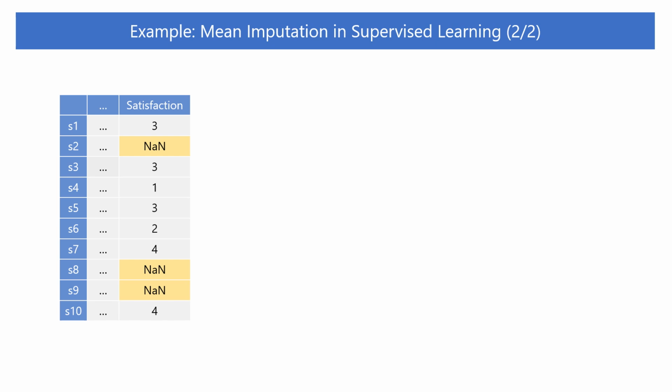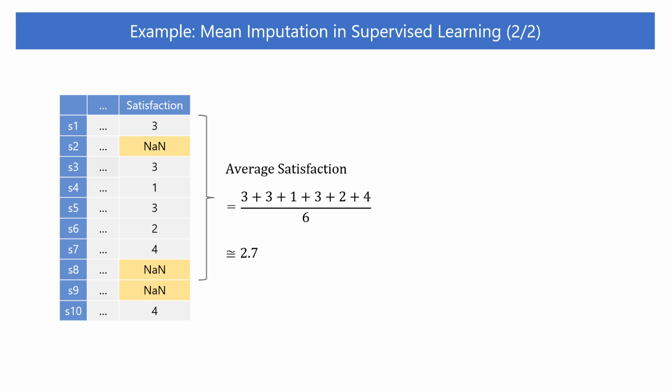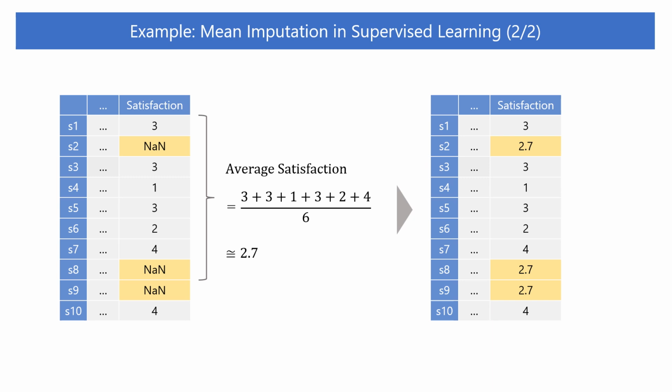Let's look at the correct example. First, split the data into training data and test data. We use the 8 data points above as training data, and the 2 below as test data. Then, we calculate the average using only the training data. This average value is used for imputing the missing values in the training data. As an important point, the average value of the training data is also used to impute the test data.